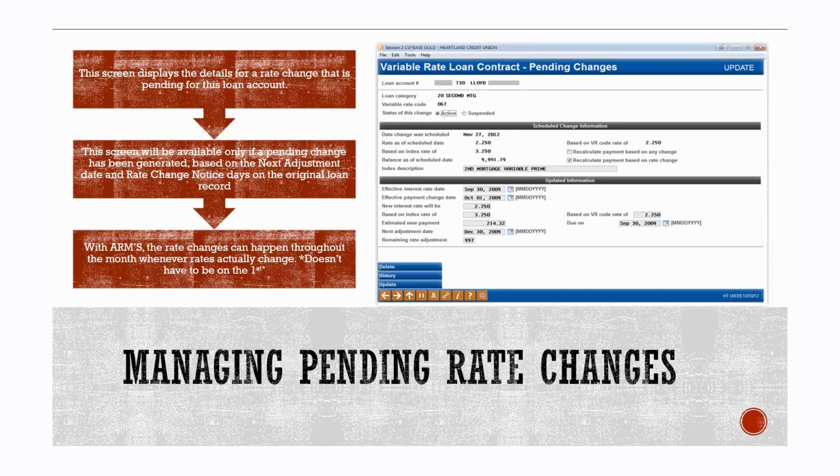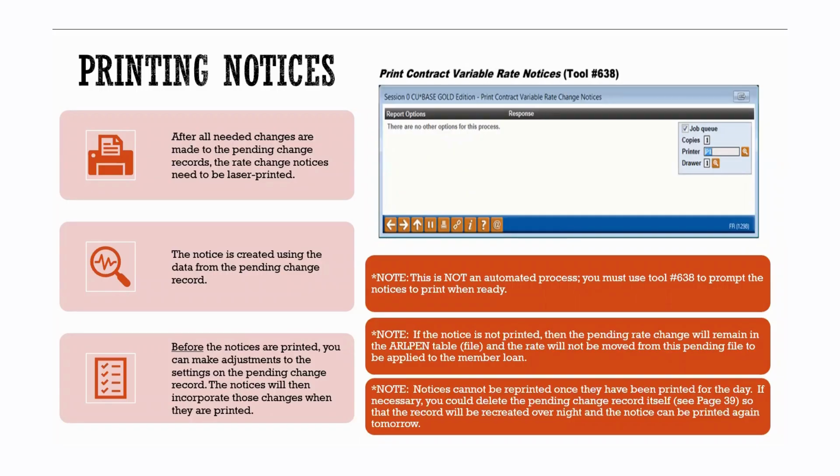They are usually scheduled on the anniversary of the mortgage. So you will have dates that are not always the first of the month. So after all needed changes are made to the pending change records, the rate change notices need to be laser printed. The notice is created using the data from the pending change record.